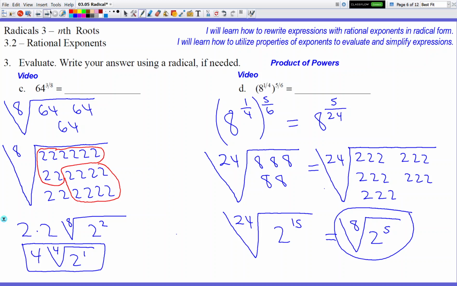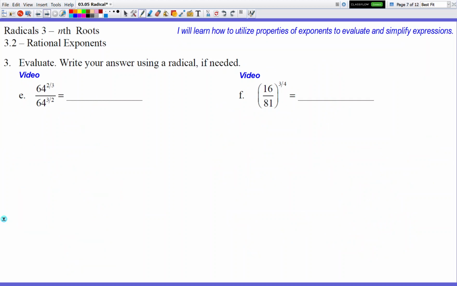Okay, all right, moving on, letter E. So what do we got? We got 64 to the 2/3 power on the top, and we got 64 to the 3 over 2 power on the bottom. I'm not going to rewrite the problem this time with the exponents vertically because I think I need the space. So I'm just going to do whatever the power says. On the top it says stick 2 64s in a 3rd root radical, or you can just call it a cube root. So I'm going to stick two 64s in there. So 64 and 64, because that's what I was instructed to do.